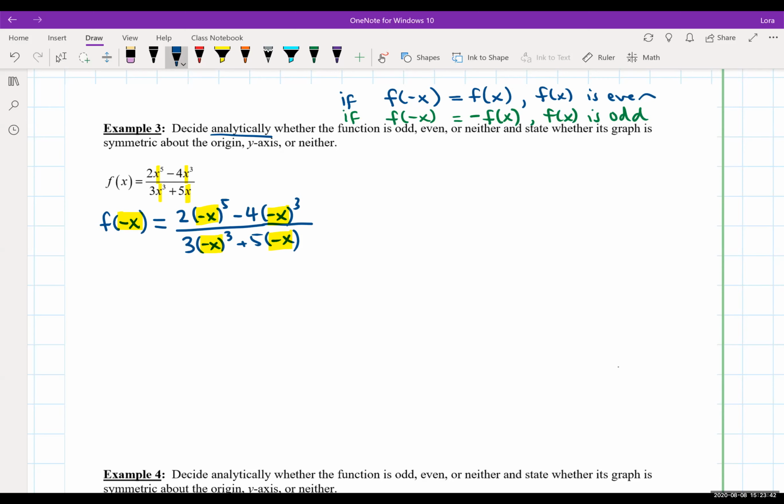Some other ideas that we may have practiced already: anytime you have a negative number, and we're assuming x is positive at the moment, raised to an odd exponent, you can get rid of the parentheses and it ends up being the opposite of whatever the x is. Similarly, if you have a negative number raised to an even exponent, it ends up being positive. I want to keep the exponent, so you'll still keep the same number.